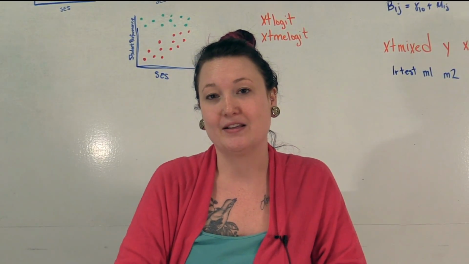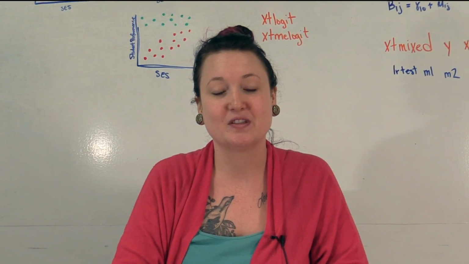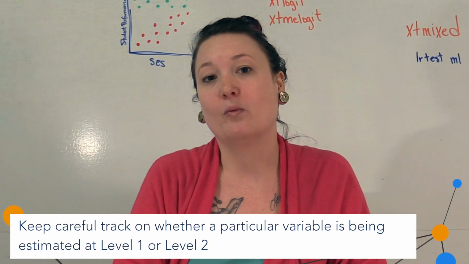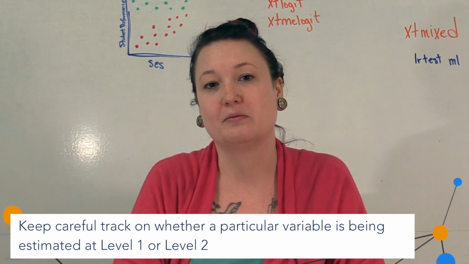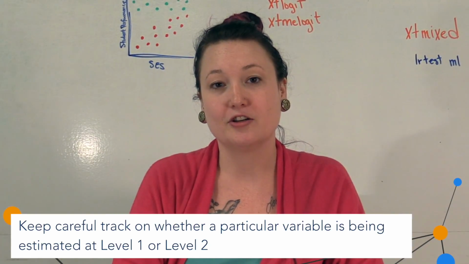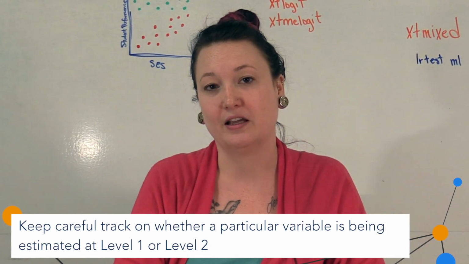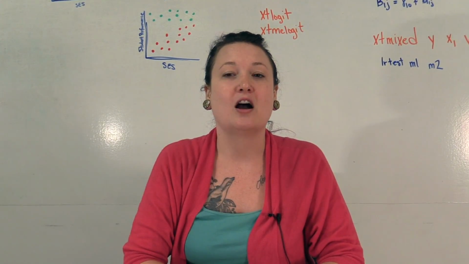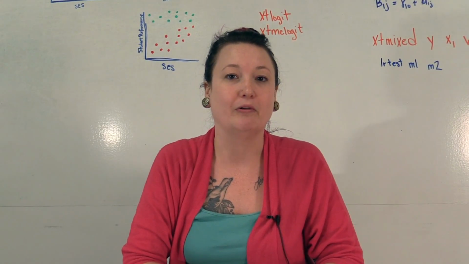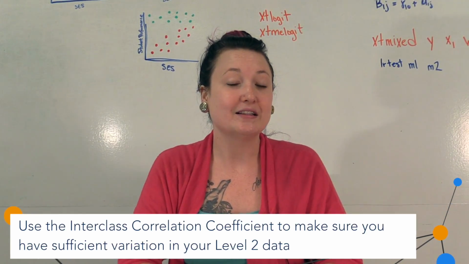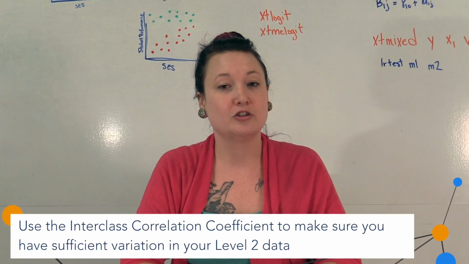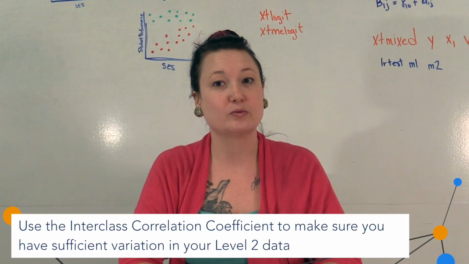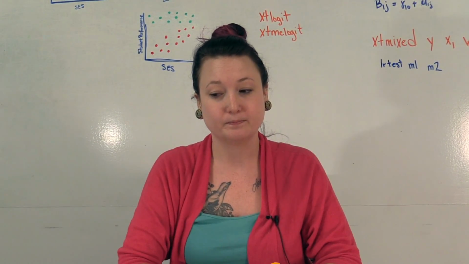Things to be aware of when using these multi-level models, some warnings, so to speak. Of course, be very aware of the level at which these variables are being estimated. So be very conscious of whether the variables are being estimated at level 1 or at level 2. Another important thing is to always test the intraclass correlation coefficient. Want to make sure that there is indeed enough variation at level 2 to justify these multi-level models. Due to the computational complexity of these models, there's really no need to use them if you don't have to.